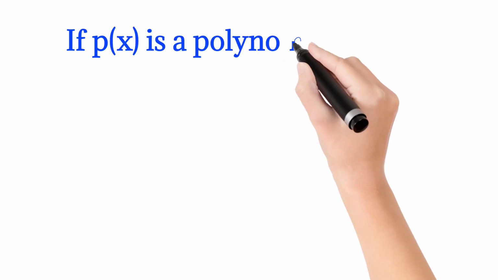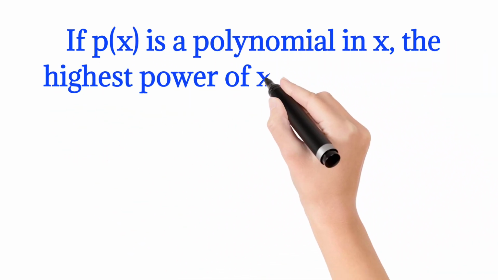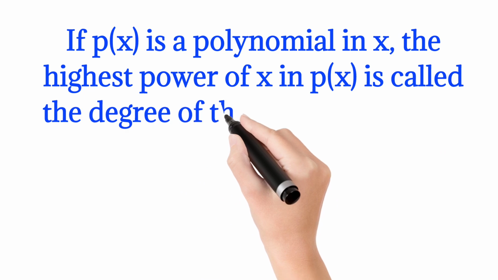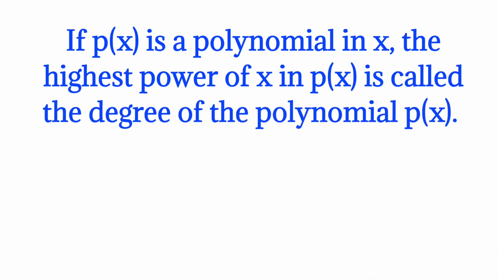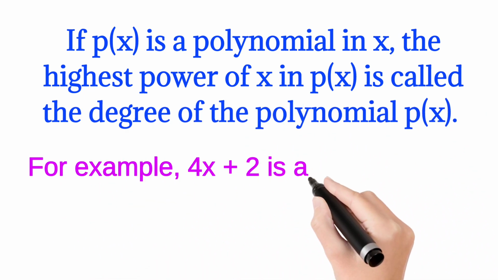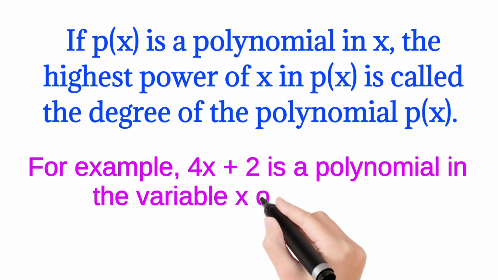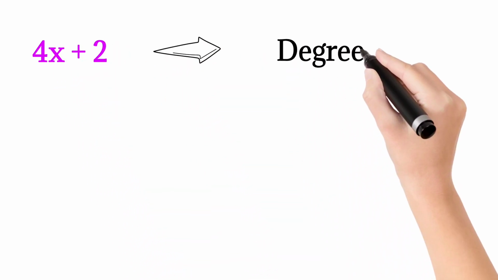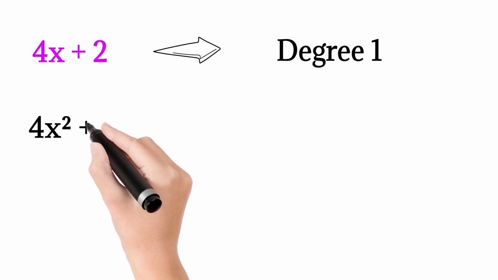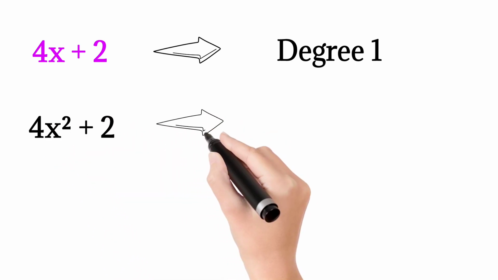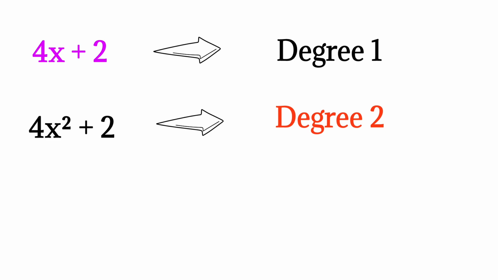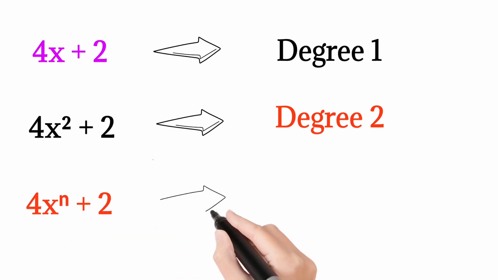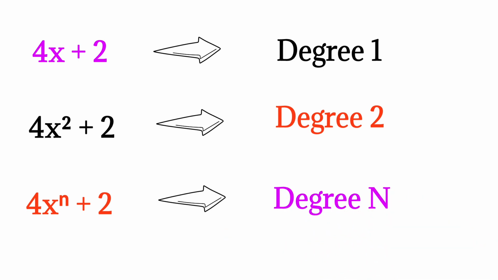If p(x) is a polynomial in x, the highest power of x in p(x) is called the degree of the polynomial p(x). For example, 4x plus 2 is a polynomial in the variable x of degree 1. In 4x plus 2, power of x is 1, so its degree is 1. In 4x square plus 2, highest power of x is 2, so its degree is 2. Therefore, if we have an equation like 4x to the power n plus 2, then its degree will be n.